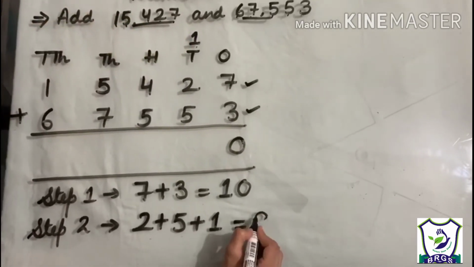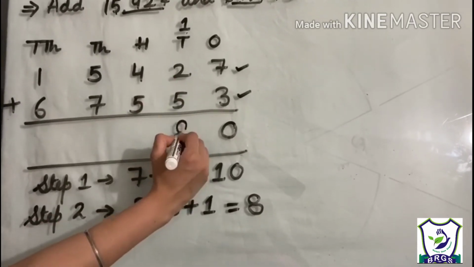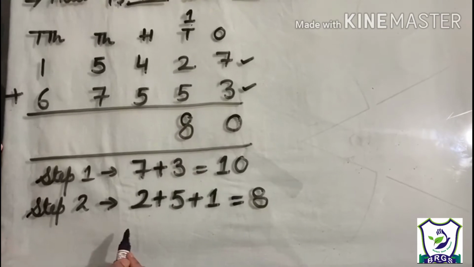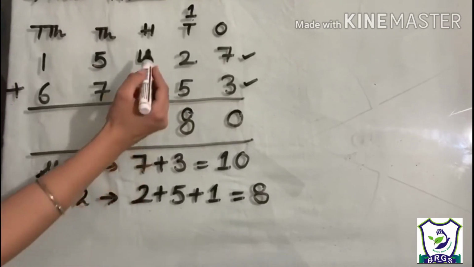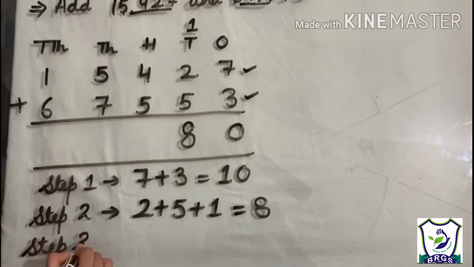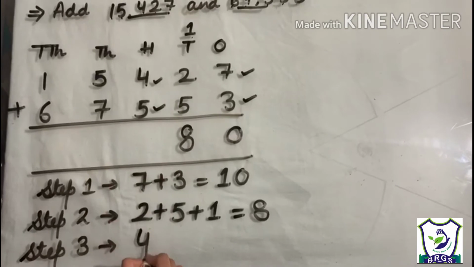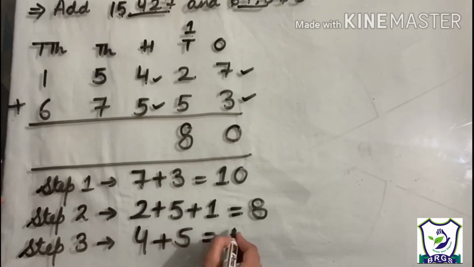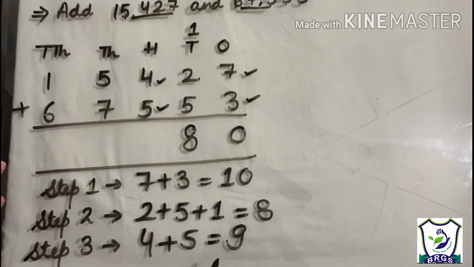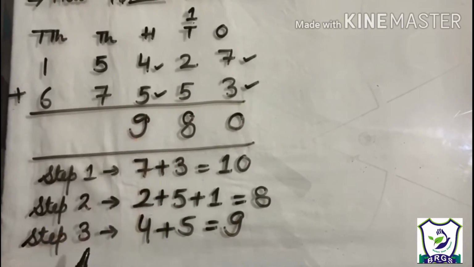So it will become 8. Okay. So we will write the 8 in the tens column. Now our next step is add the hundreds. Hundreds mean what are the digits we have? In hundreds we have the digits 4 and 5. So we'll add 4 plus 5. It becomes 9. Okay. So we will write the 9 in the hundreds column.